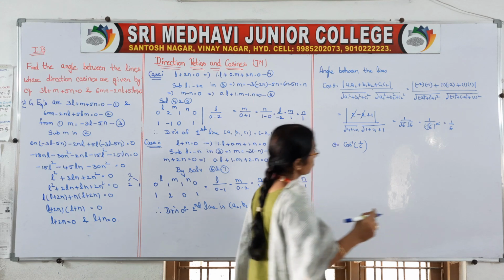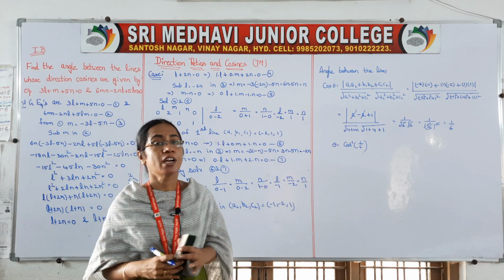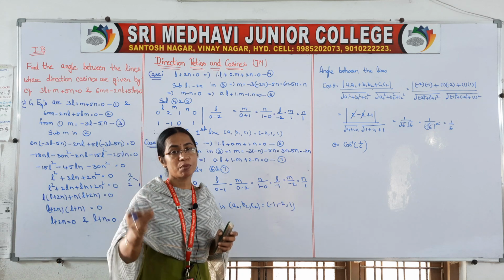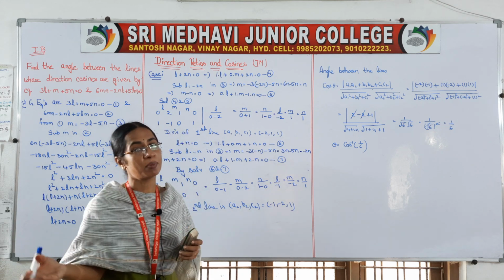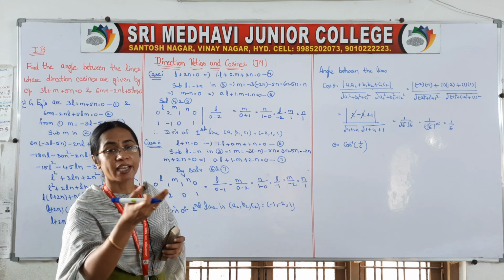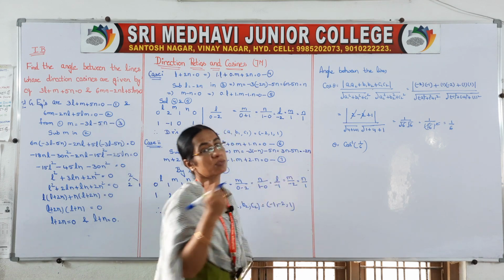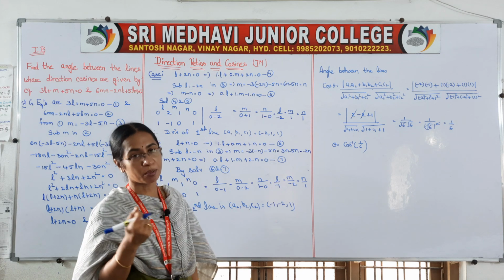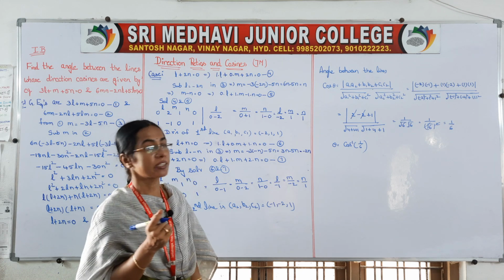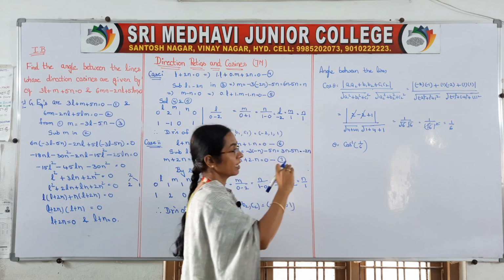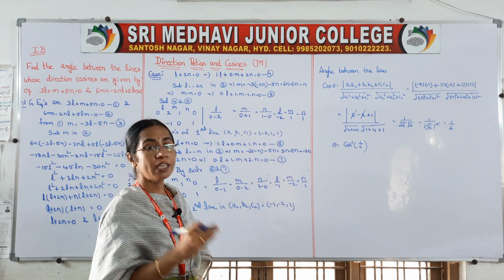You can ask, madam, in the previous class we got cos theta is equal to 1 by 2. There is a direct value: cos 60 is 1 by 2, that's why we took the angle as 60 degrees. But here cos theta is equal to 1 by 6, and there is no value in the table for it. That's why the angle theta is equal to cos inverse of 1 by 6.